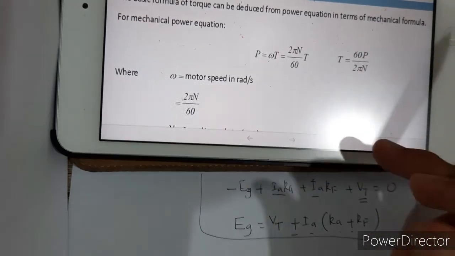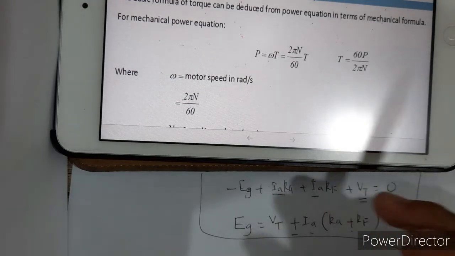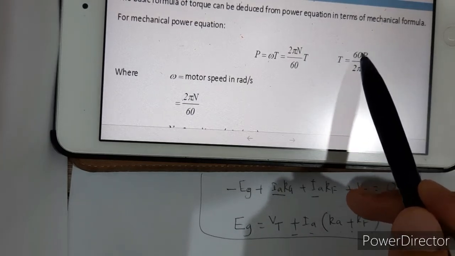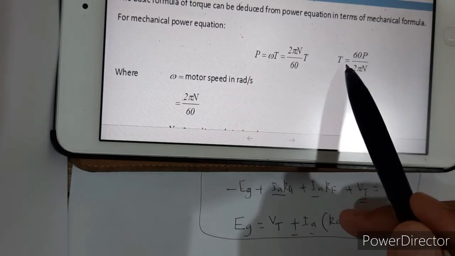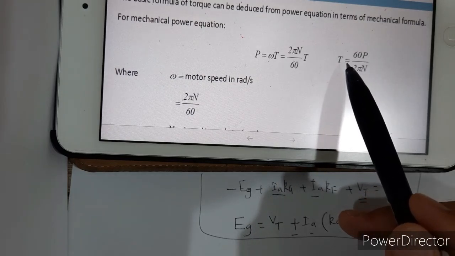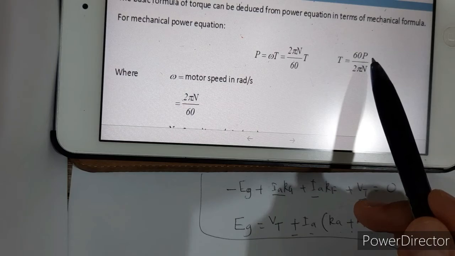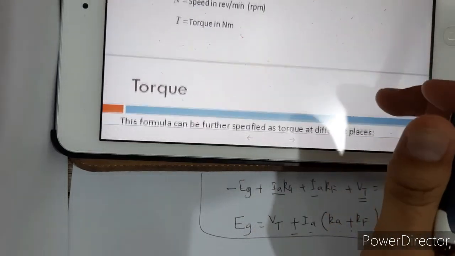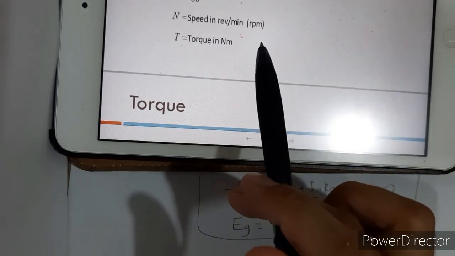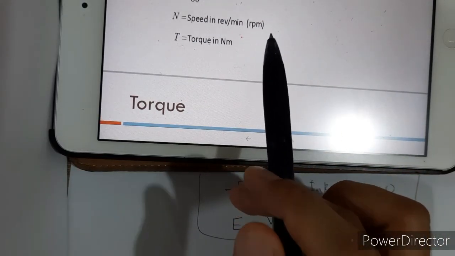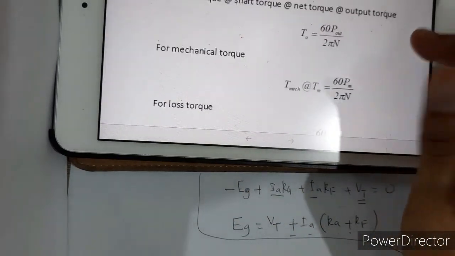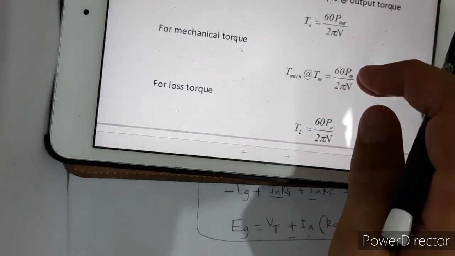Actually for torque, we can determine either mechanical torque or output torque. So it depends on P. If the question asks for mechanical torque, then P is PM. If the question asks for output torque, then P is the output power. And the unit for torque is Newton meter, and n is speed in revolutions per minute, or RPM. So this is the equation for torque.